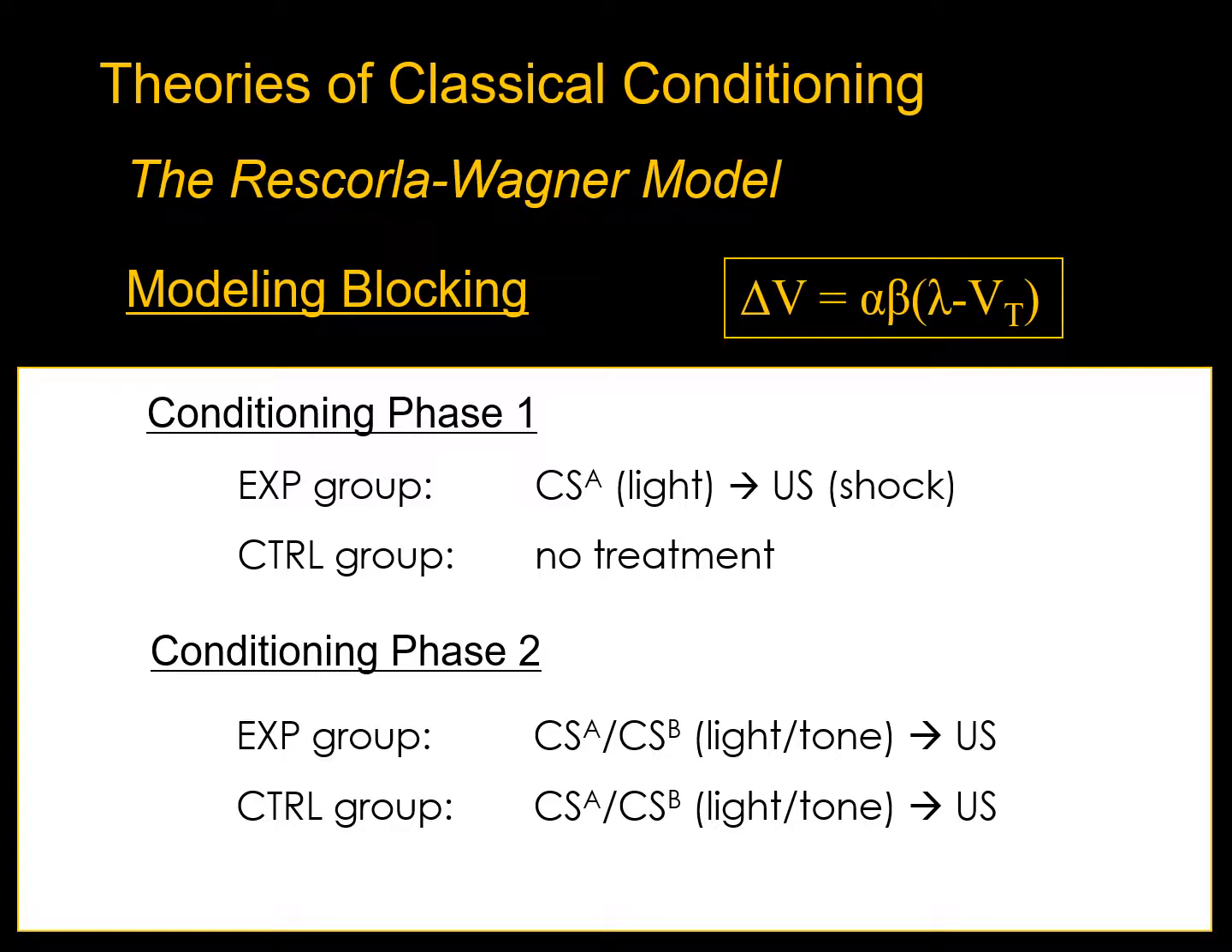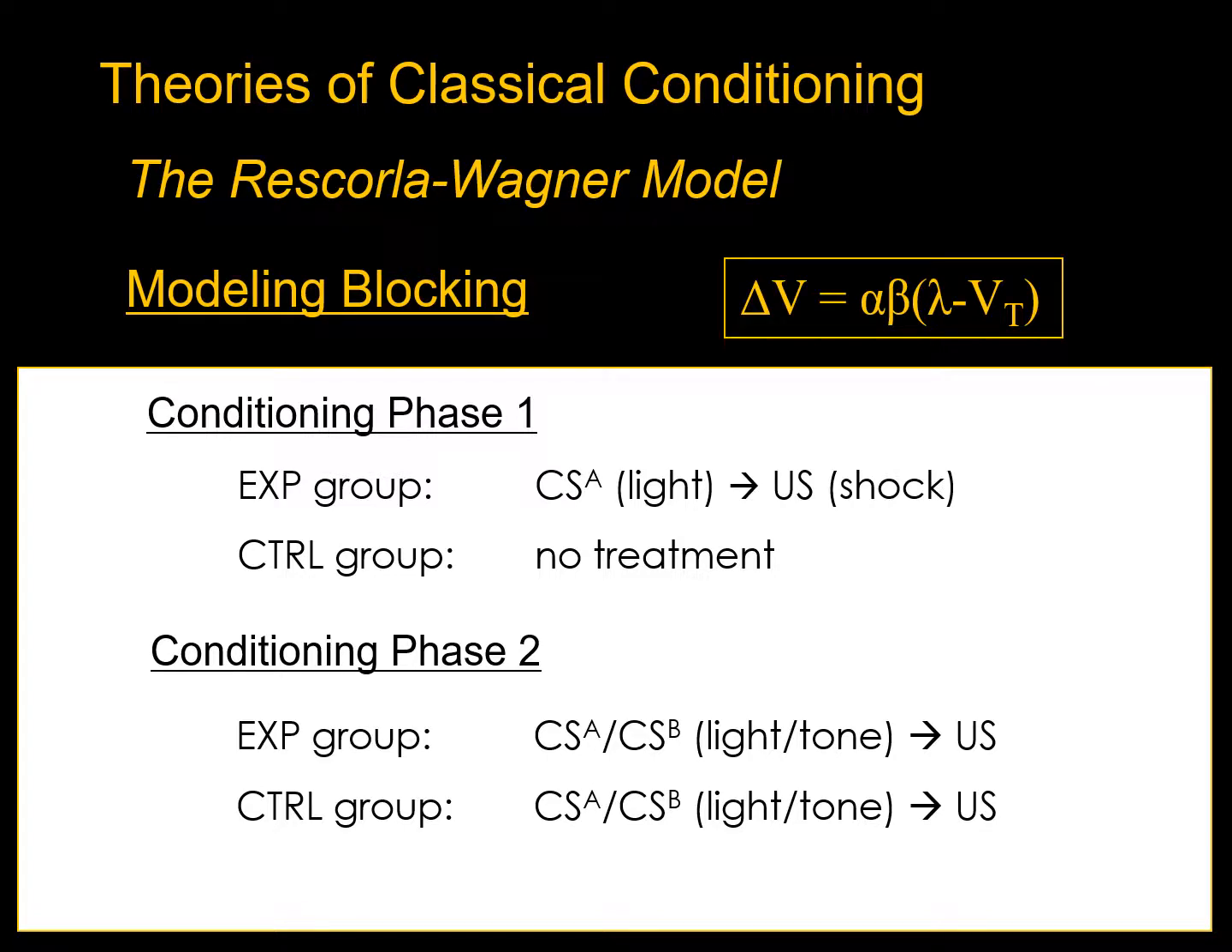with the US. That association will be blocked, and we talked about why that would be the case in terms of contingency. If you already have a perfect predictor of shock, what benefit is there to you to learn another perfect predictor of shock?